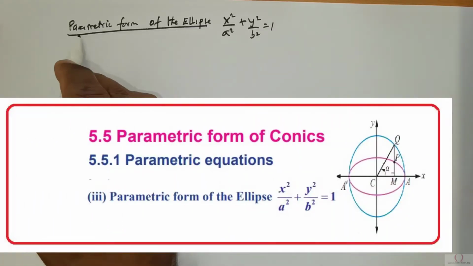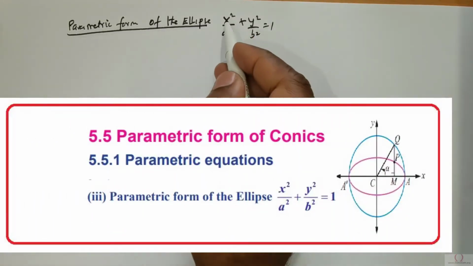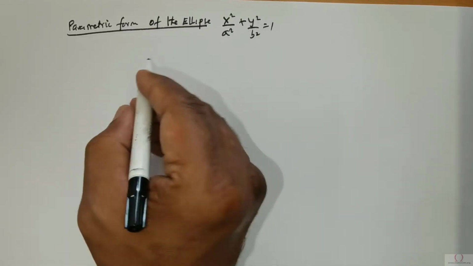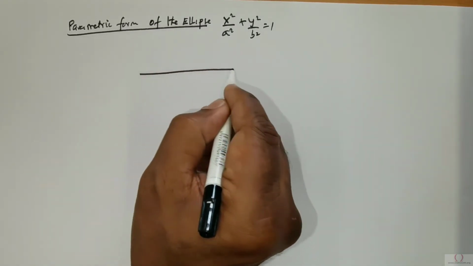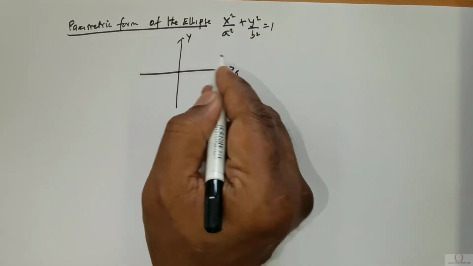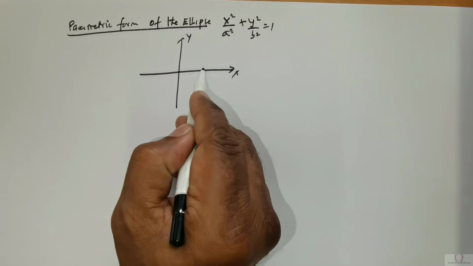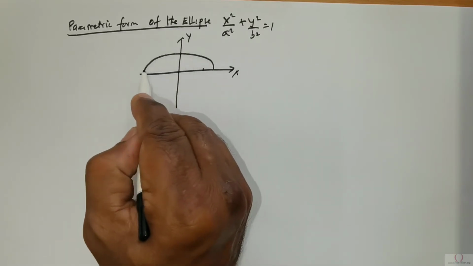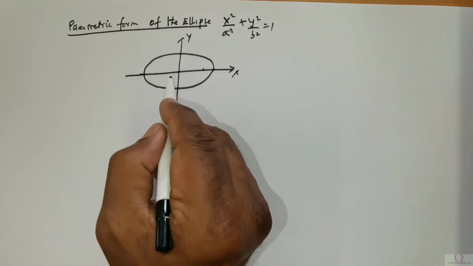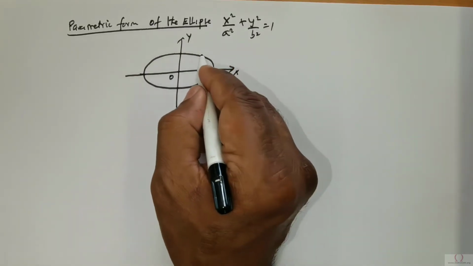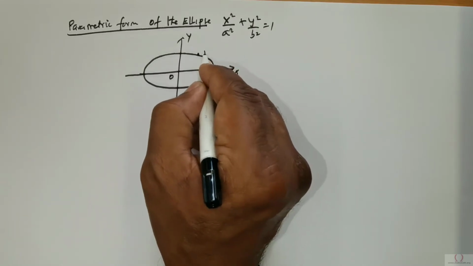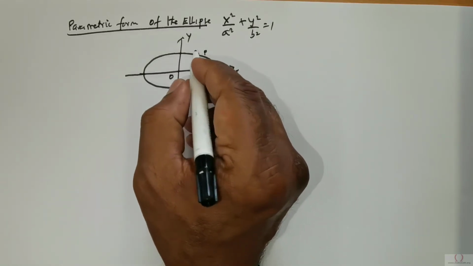Students, we are going to be studying the parametric form of the ellipse x squared over a squared plus y squared over b squared equals 1. First, we will draw that ellipse. So this is the x-axis, y-axis. The ellipse is going to be something of this form, and this is O. Let me take a point P on the ellipse. So P is a point on the ellipse.